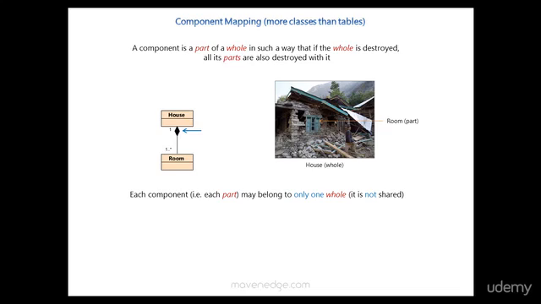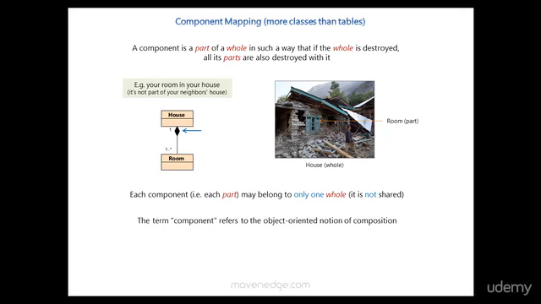Also, each component, that is, each part, may belong to only one whole. It is not shared, just like the room in your house is part of only your house, not your neighbor's. The term component actually refers to the Java composition relationship. It is a contained object that is persisted as a value type. So its existence is dependent only on the entity that contains it, as it doesn't have its own database identity.